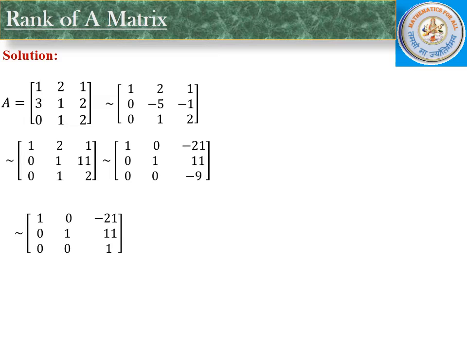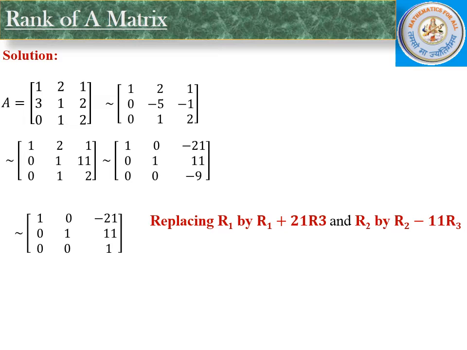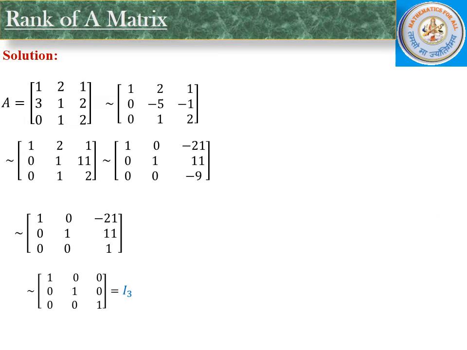Now the next part is what? In the third column we have to make it 0 except the diagonal element. So that's why we replace R1 by R1 plus 21R3, and also R2 by R2 minus 11R3. By making this, these two will be 0. This is the I3. So in this way, by this operation, the given matrix A is reduced to I3. So the row reduced form we have taken here. Thus A is row equivalent to I3.